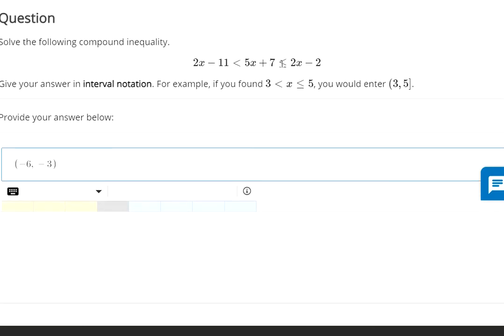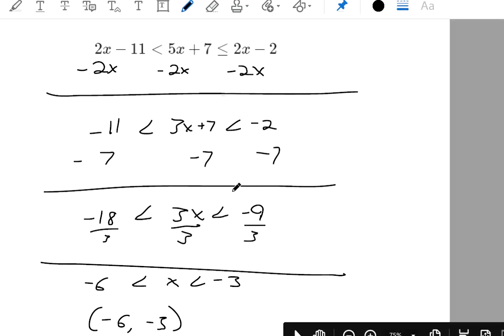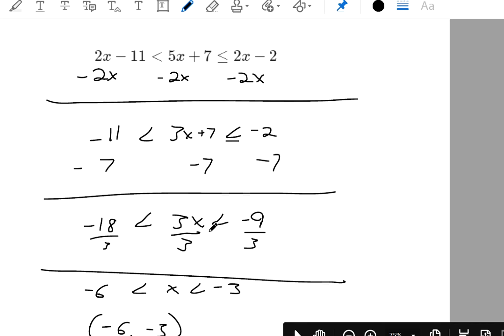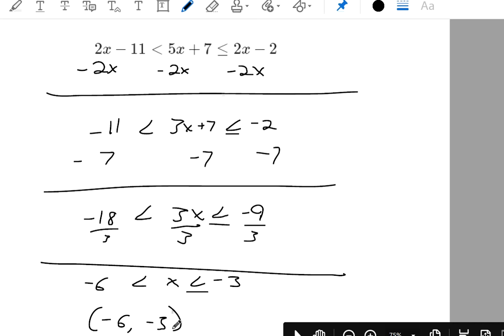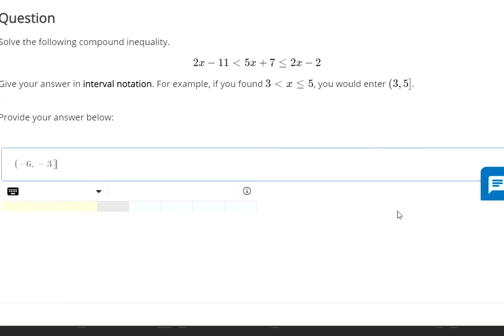Oh, and I missed something here. I need a bracket. Where did I drop that? I dropped it right here. I wasn't including the or equal to symbol, so this should be a bracket here.